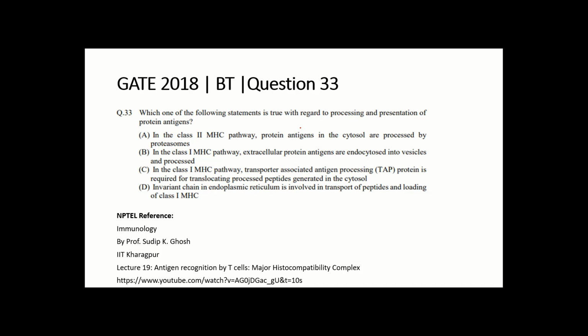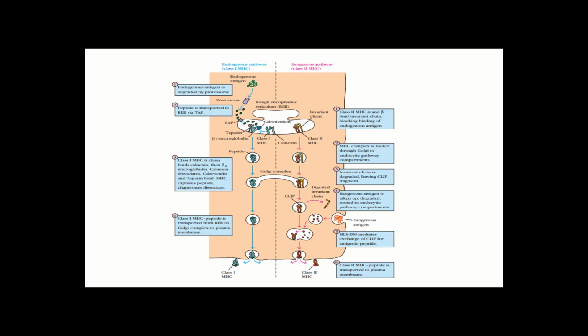So let's first compare the antigen processing and presentation pathway by class 1 MHC and class 2 MHC. On the left side, the pathway is the endogenous pathway, which is mediated by the class 1 MHC. So how does it start? It starts with endogenous antigen which is present in the cytosol. This endogenous antigen is first degraded by the proteasomal pathway and forms short peptides from the whole antigen.